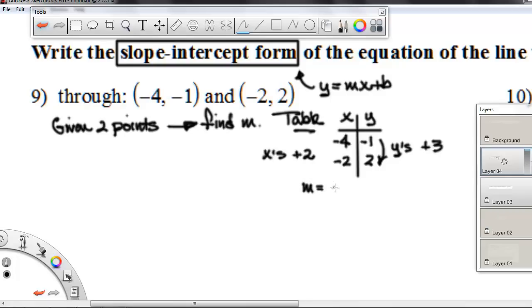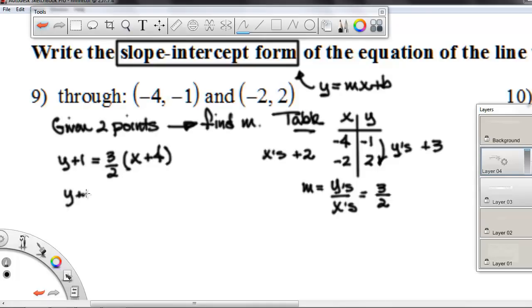Now from there we want to write the slope, and it's how the y's change divided by how the x's change. That will give us a fraction slope of 3/2. Now we'll go ahead and use our point-slope formula, y minus y1, which will change the sign of the 1, so we get y plus 1. We put in our slope 3/2 and we have x plus 4. Remember, we changed the sign of the -4 to a +4.